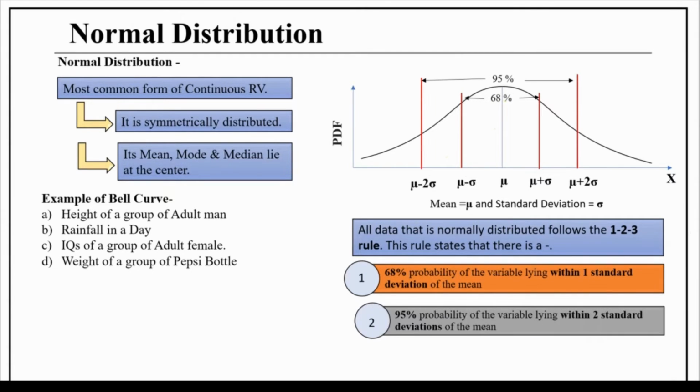And the second rule states that there is a 95% probability of the variable lying within two standard deviations of the mean. It means that there is a 95% probability of an observed value of a population to lie in a range of mu minus 2 sigma and mu plus 2 sigma, that is this area.